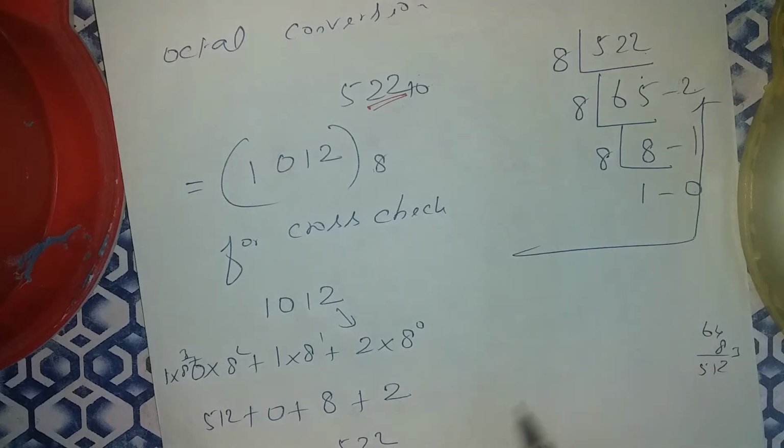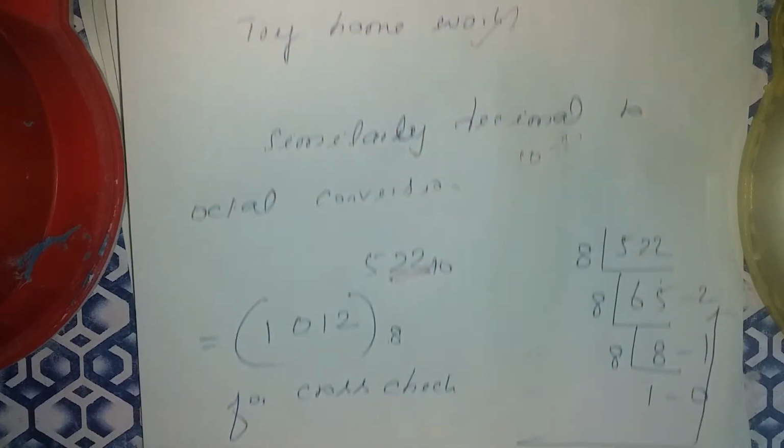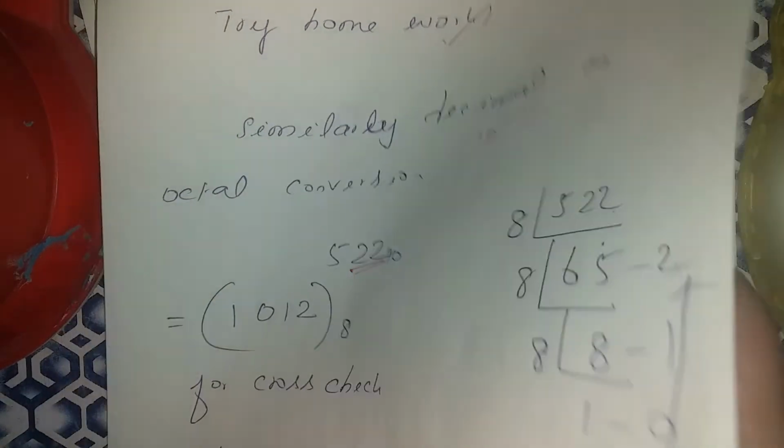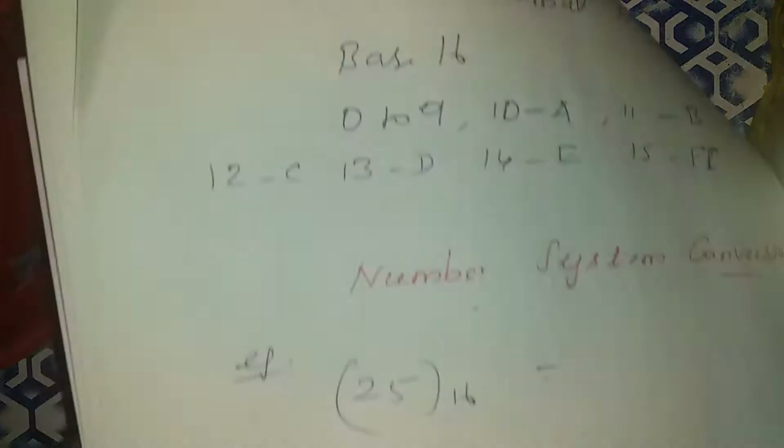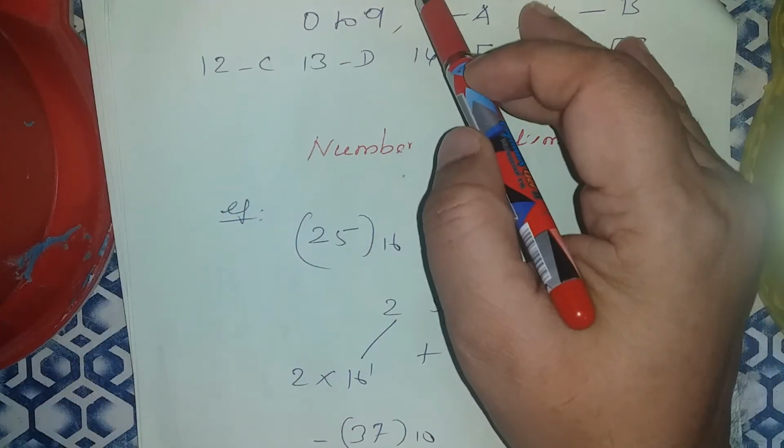Like this you can access. Understood or not? This is called the octal number system. Still more we will see. That comes under the hexadecimal number system. Hexadecimal means the base value is 16.